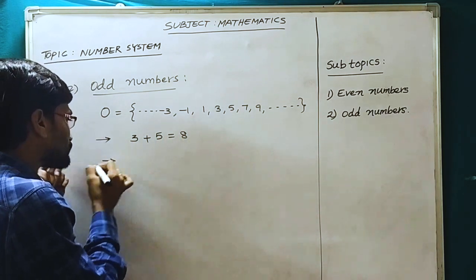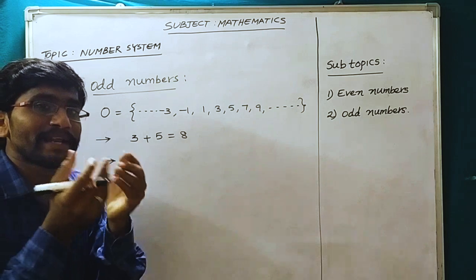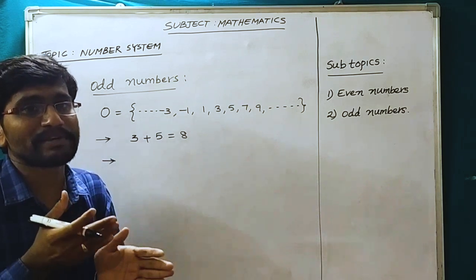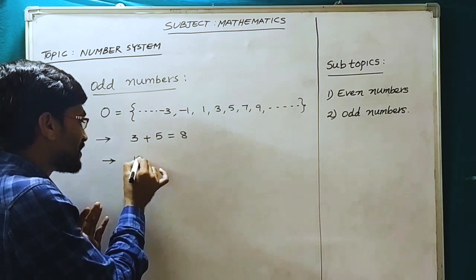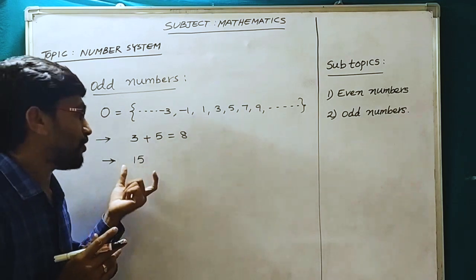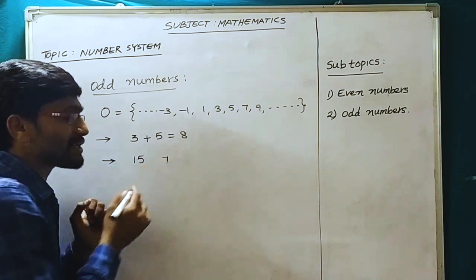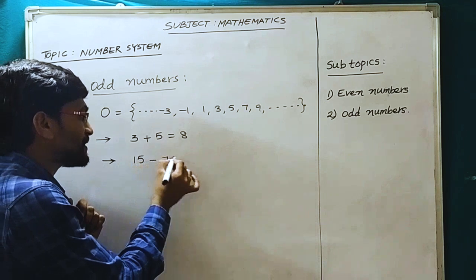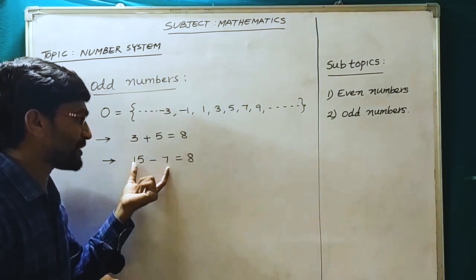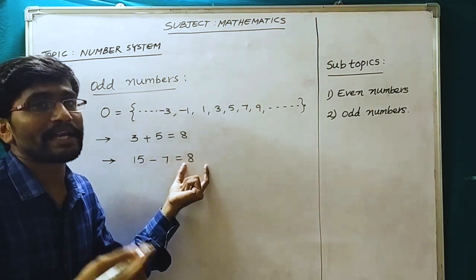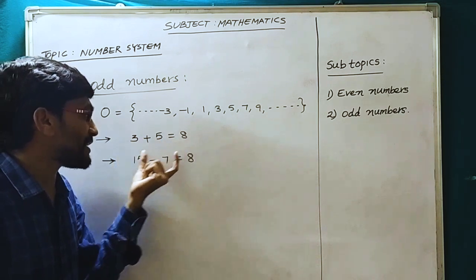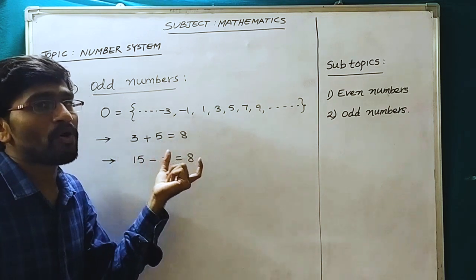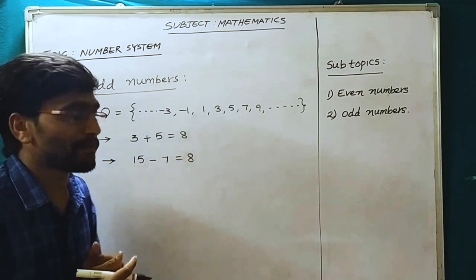Next one, the difference between any two odd numbers is an even number. Let us consider 15 is one odd number, 7 is another odd number. Difference between them gives what? 8. 15 minus 7 is 8. It is an even number. Sum of any two odd numbers is an even number. Difference of any two odd numbers is also an even number.